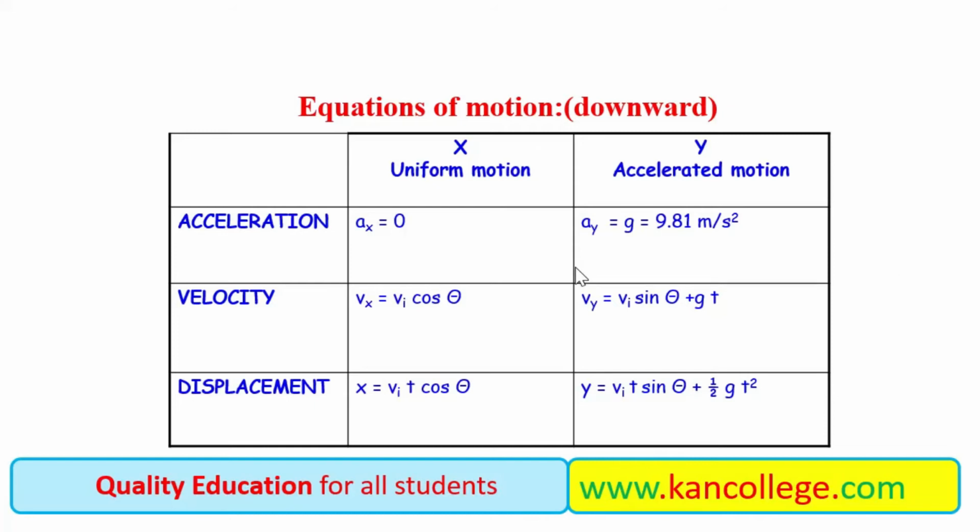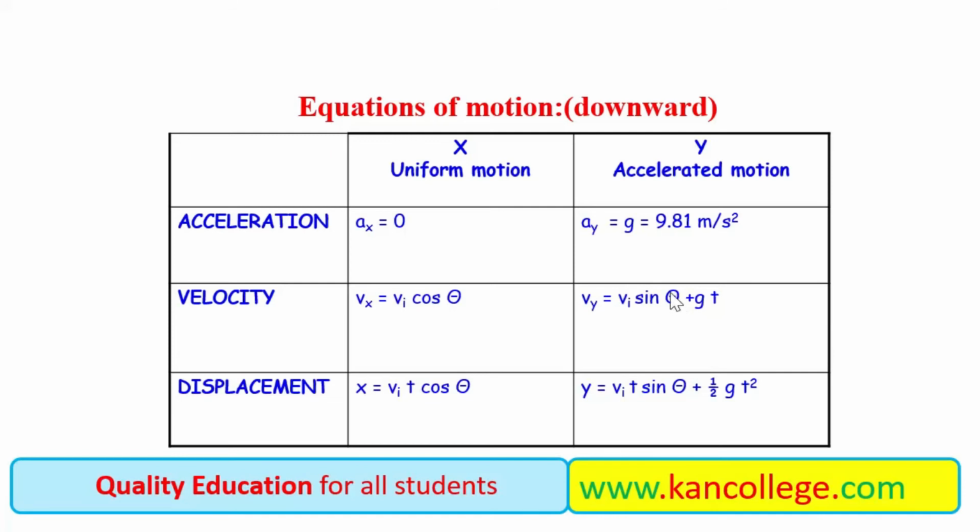Along the x-axis, there is no change in the velocity. So the x component of the velocity in the downward motion remains constant, and acceleration is 0. But the vertical component of velocity changes continuously, and velocity along the y-axis in the downward motion continuously increases, and the speed increases at the rate of 9.8 meter per second square.